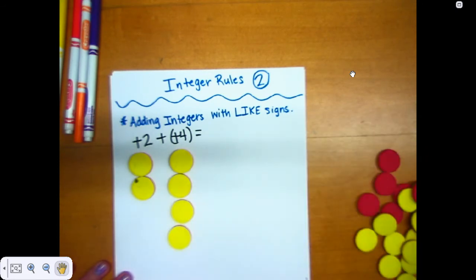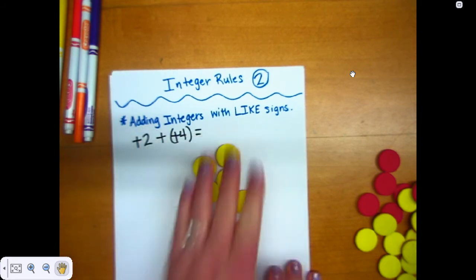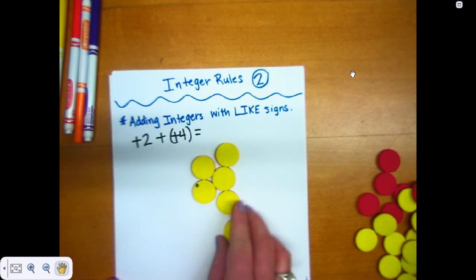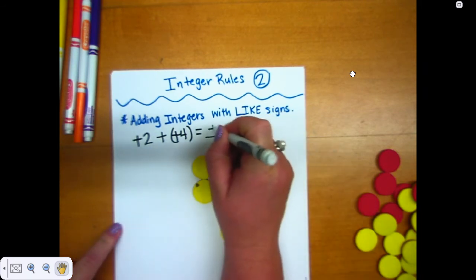And we checked our model. We had positive 2 and positive 4. And then we asked, were they all the same color? And we said, yes. So once they were the same color, we knew we could combine them and put them over here across the equal sign. So we knew that our answer would be positive 6.